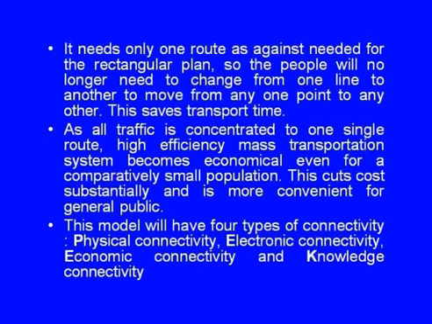So, the people will no longer need to change from one line to another to move from one point to another, and this saves transportation time. As all transport is concentrated to a single route, high efficiency mass transportation systems become economical even for comparatively small population. This cuts costs substantially and is more convenient for the general public. This model will have 4 types of connectivity, that is physical connectivity, electronic connectivity, economic connectivity and knowledge connectivity.